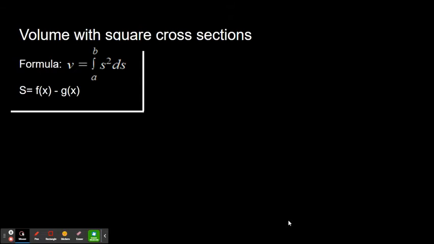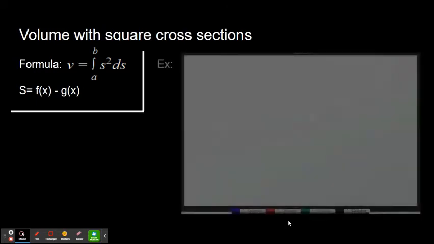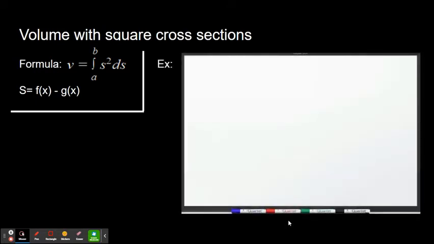So to find s, you do f of x minus g of x if we're in dx, but if we're in dy, then you do f of y minus g of y. And this is because you take the top function minus the bottom function when you're looking at x, and you do the right function minus the left function when you're looking at y. So to learn this, we're going to look at an example.